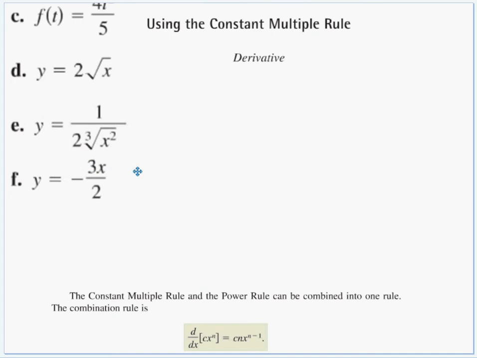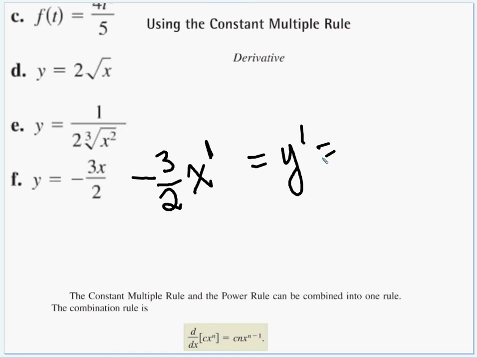For this one, negative 3x over 2, or look at it as negative 3/2 x. Well, the derivative of x is 1, so x just derives away. Or you could do the power rule, 1 times negative 3/2, this will be y prime. 1 times negative 3/2 is negative 3/2, x to 1 power lower, x to the 0. Anything to the 0 is 1, so we can just erase that and we've got a good answer.